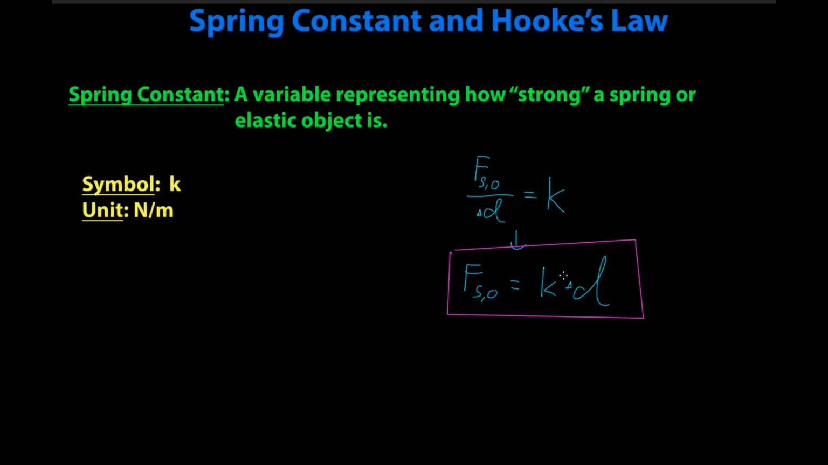So a very simple addition we're going to make to this equation is a negative sign. So k is not negative. That negative is actually in the equation. So this relationship describes the force a spring will exert on an object depending on its spring constant and how far it is stretched or scrunched from its rest position.